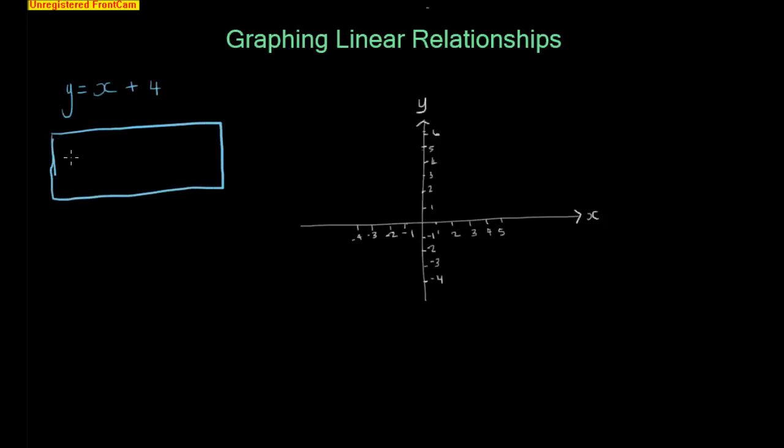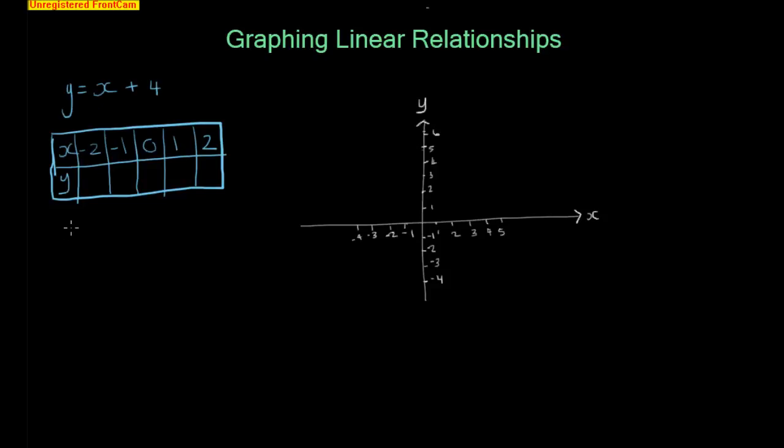So we need our table. We've got our x variable and our y variable. And I'm going to just do between -2 and +2. So now we have to sub in each of these x values into our rule to find the y value.